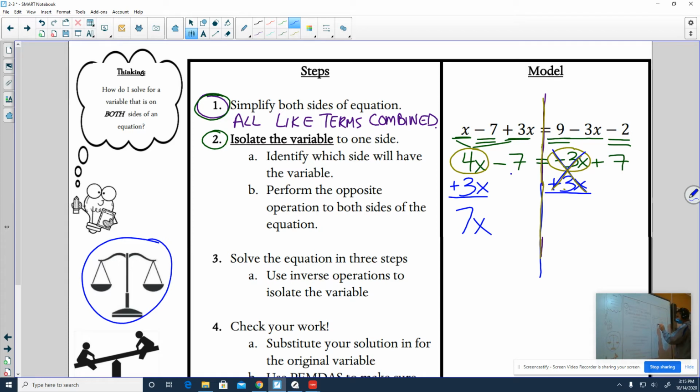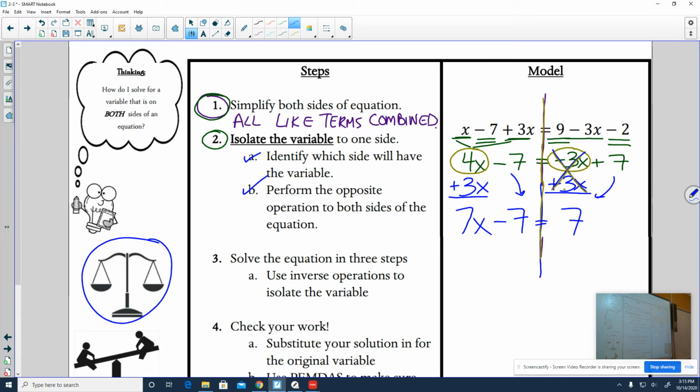This -7 is going to come along for the ride. Now over here, I have a 0x. They canceled out. What's left? Well, this +7 is left. Bring that down for the ride. So we identified the variable was going to be on the left, so I eliminated the variable on the right by performing the opposite operation to both sides of the equation. The opposite of what's on the right was plus 3x, so I did that to both sides.